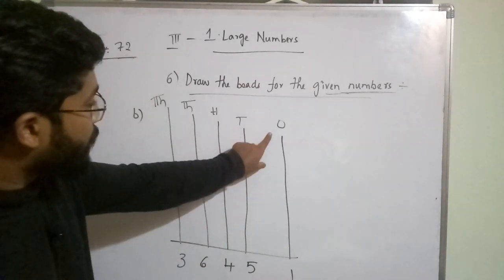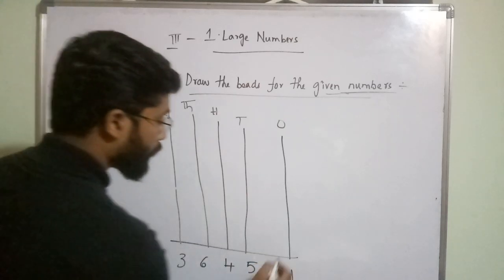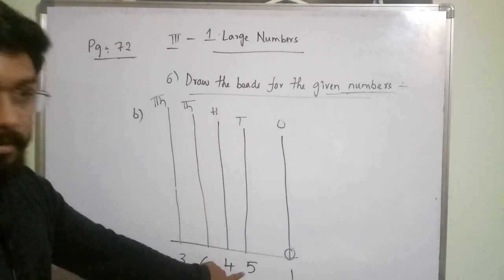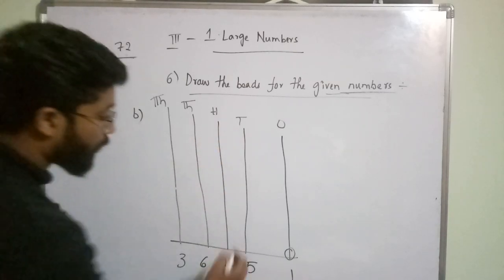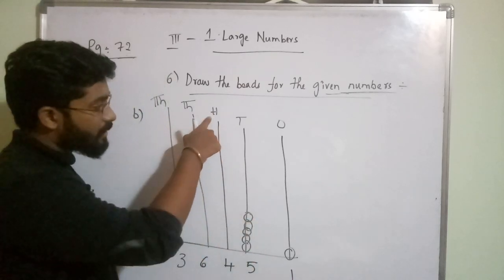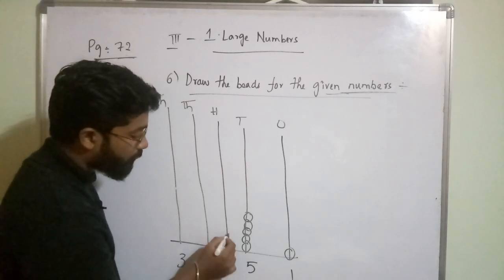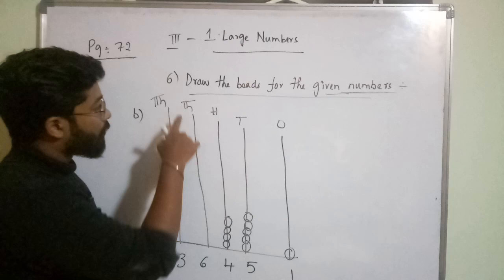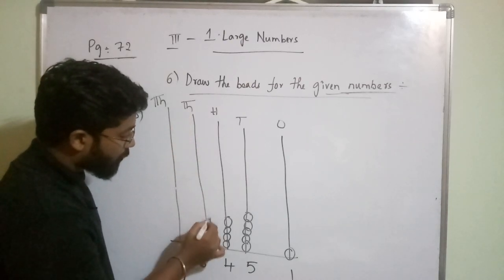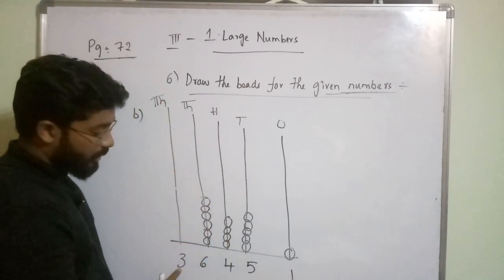In ones place, how many beads do I have to draw? Here only 1 is there, so I draw only 1. In tens place, it is 5, so you have to draw 5 beads. In hundreds place, 4 is there, so you have to draw 4. In thousands place, it is 6, so we have to draw 6 beads. In 10,000s place, it is 3.